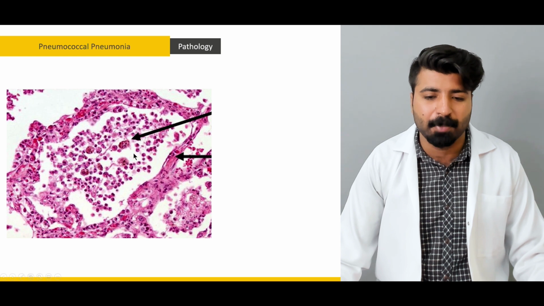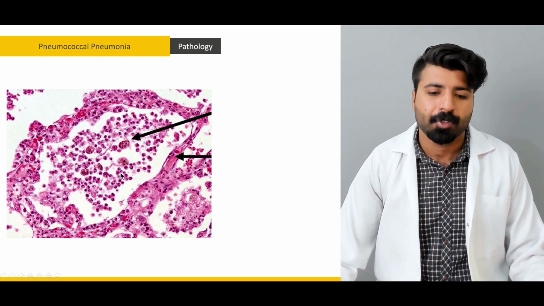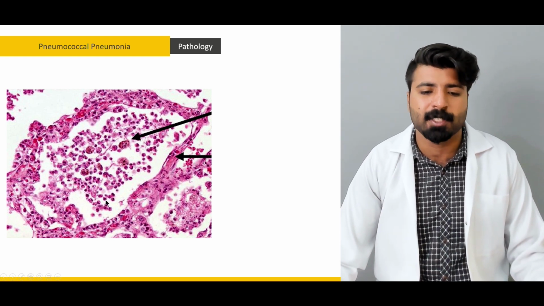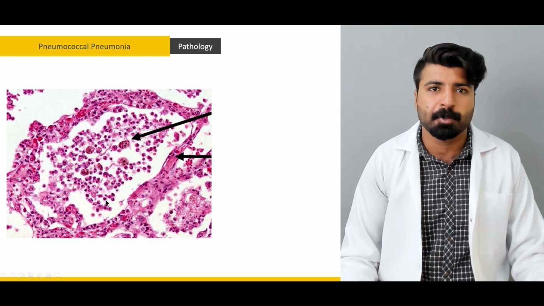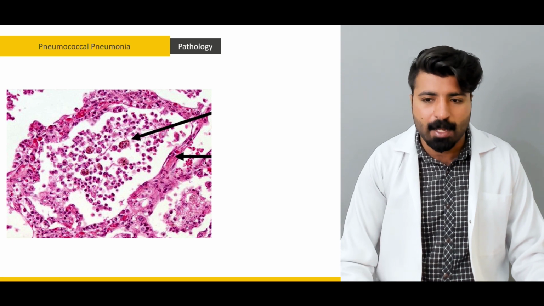As you can see, there's a bunch of red cells present. That's why this is most probably a red hepatization phase slide. You can see red cells and there are macrophages present. There's transudate and exudate being formed, and there are fibrinogen factors present. And that's all that's happening here.